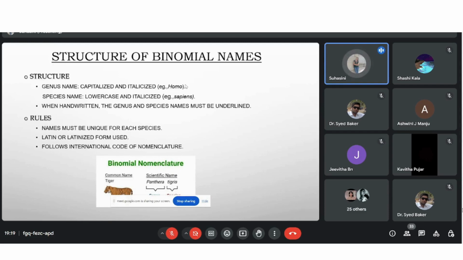So, the rules: names must be unique for each species, and Latin or Latinized forms must be used. Follow the International Code of Nomenclature. So you may ask, what is the International Code of Nomenclature? It established a set of rules and guidelines for naming.